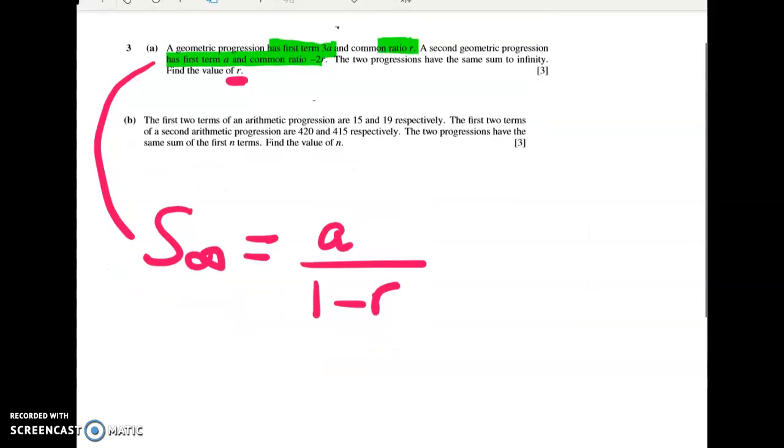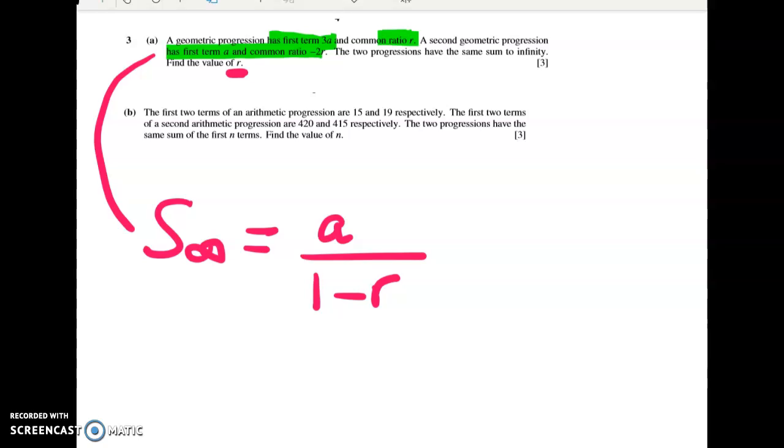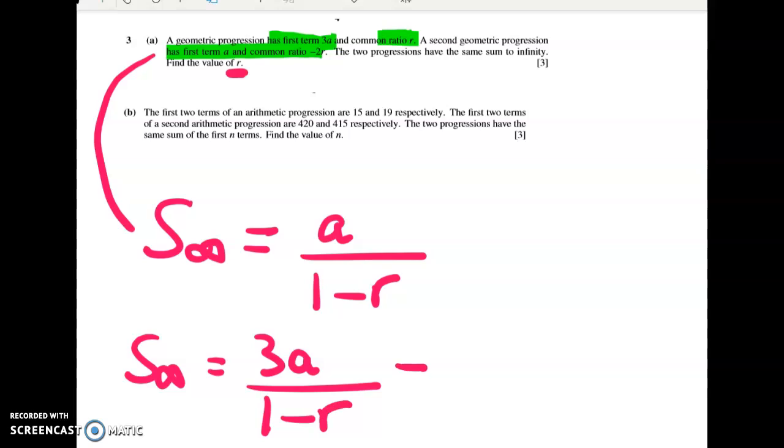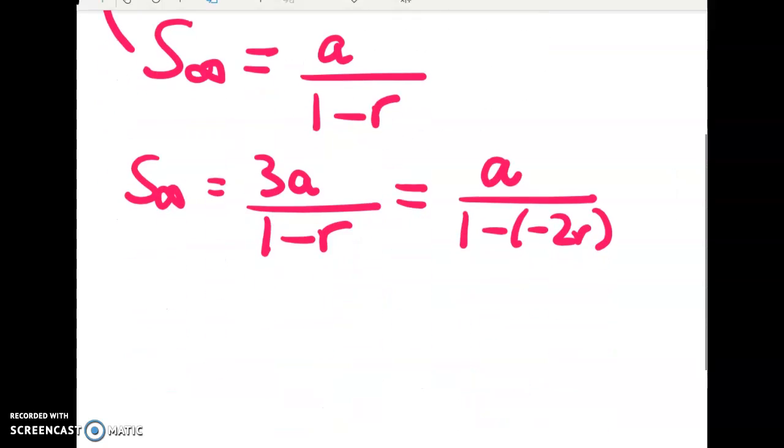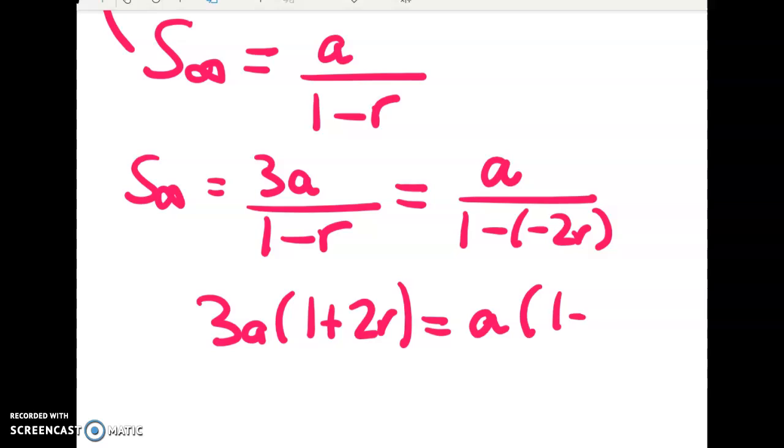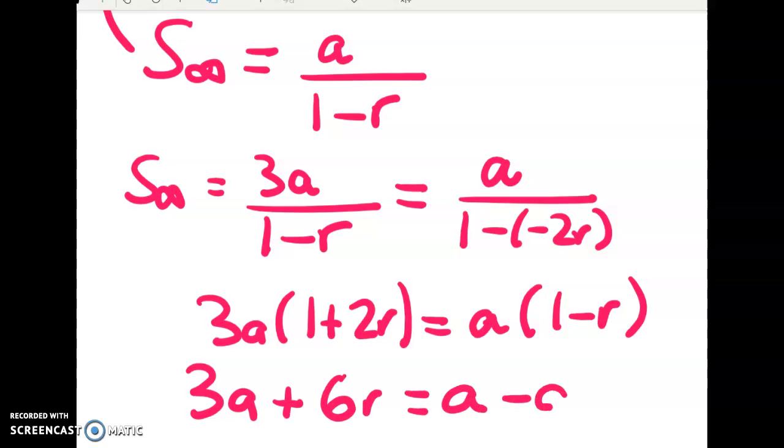Right, so what we get is the first sequence has first term of 3a and common ratio of r. So its sum to infinity is going to be 3a over 1 minus r. And that's the same as the second one, which has a first term of a and a common ratio of negative 2r. So we get a over 1 minus negative 2r. So solving those goes as follows. We've got 3a times 1 plus 2r is equal to a times 1 minus r. Expanding out and then collecting up terms gives me 3a plus 6ar is equal to a minus ar.